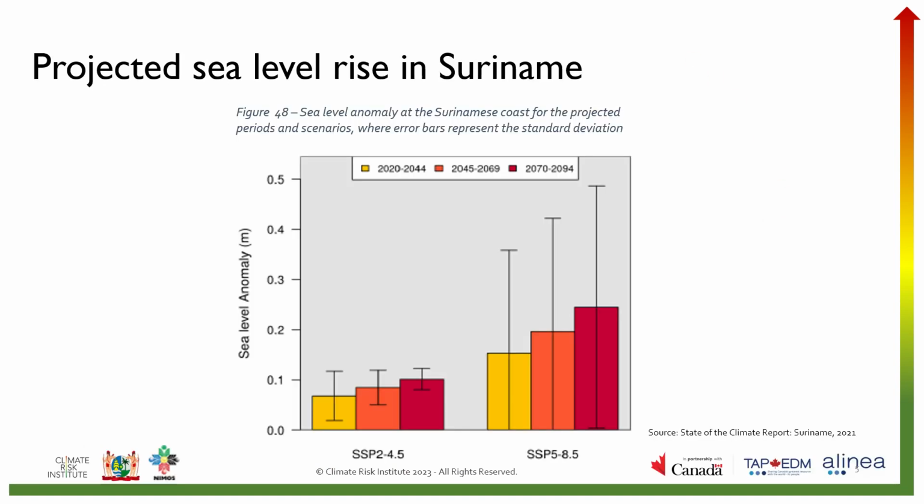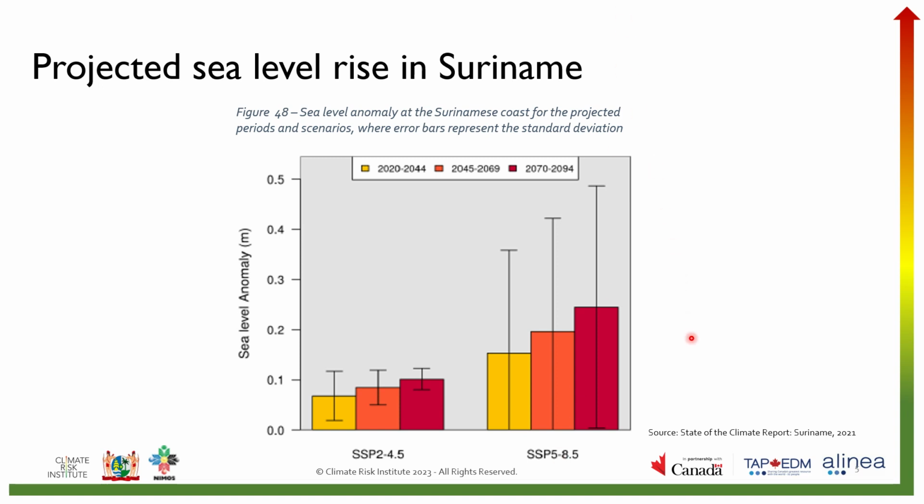How will sea level on the coast of Suriname change in the future? This graph is showing the sea level anomaly. So the difference between the reference period, which is 1990 to 2014, and the three future time periods. So yellow is the near future, orange is the medium-term future, and red is the long-term future. And this graph is showing both SSP 2 4.5 and SSP 5 8.5.